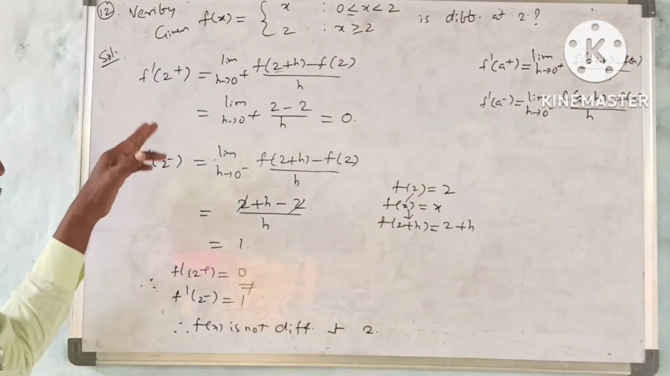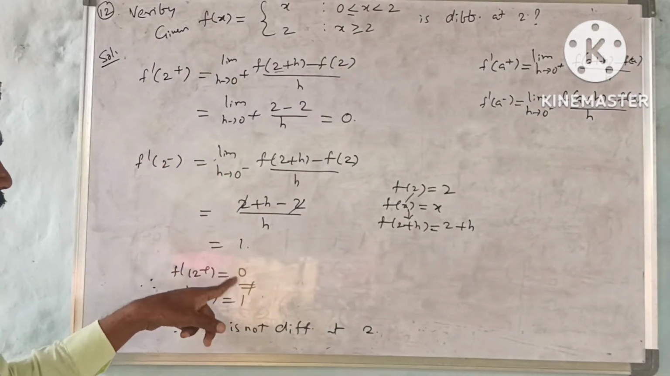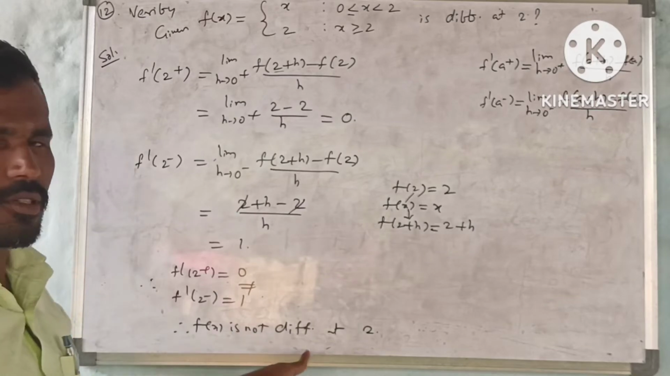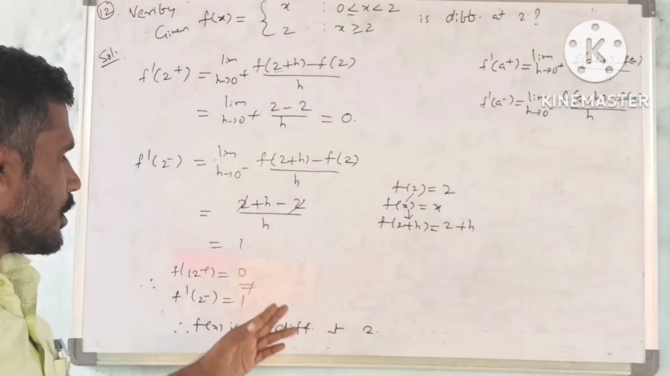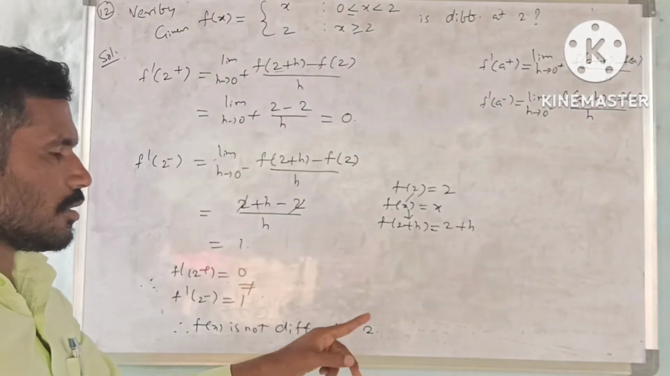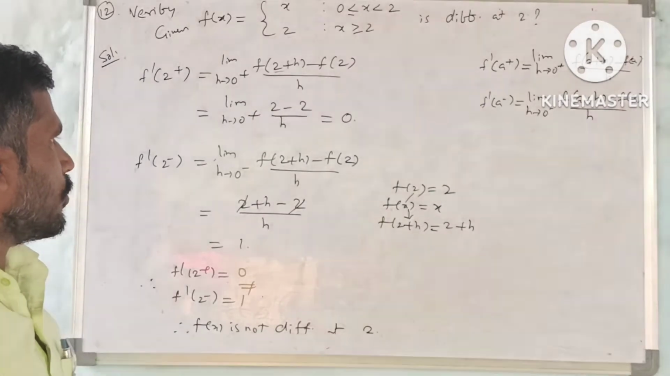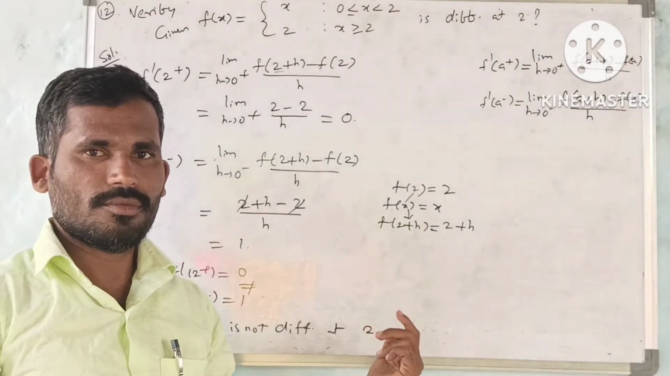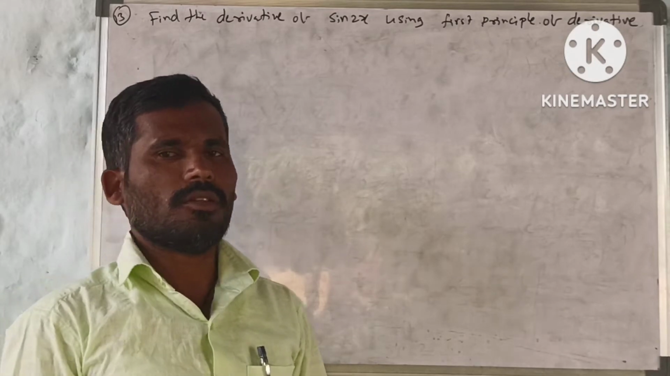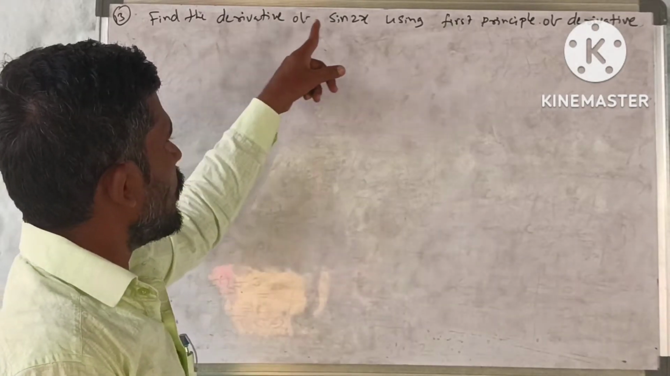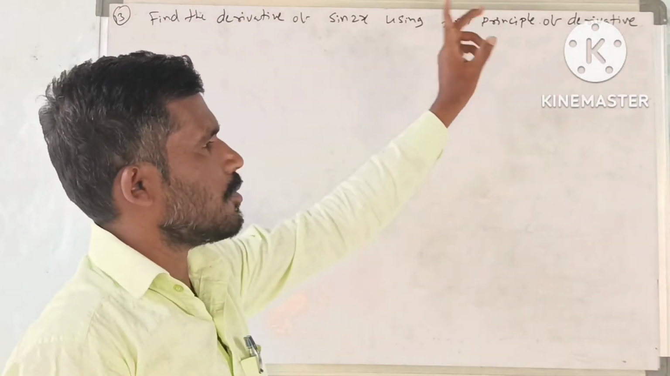Left to right, if both are equal, then only the given function is said to be differentiable. Both are not the same, that's why it is not differentiable at 2. Take this one. Next problem: find the derivative of sin 2x using first principle of derivative.